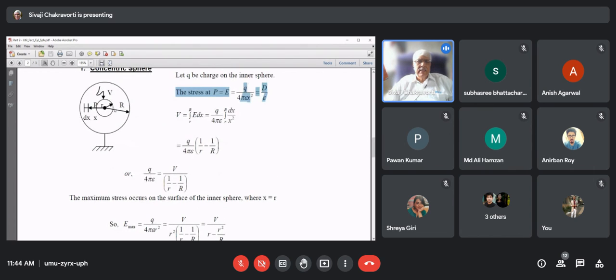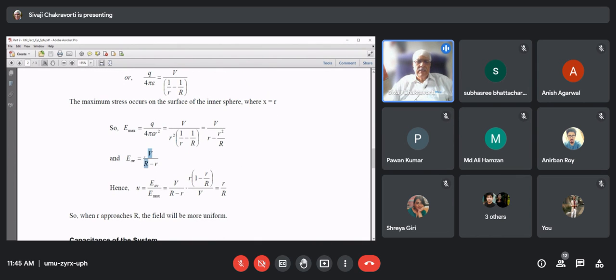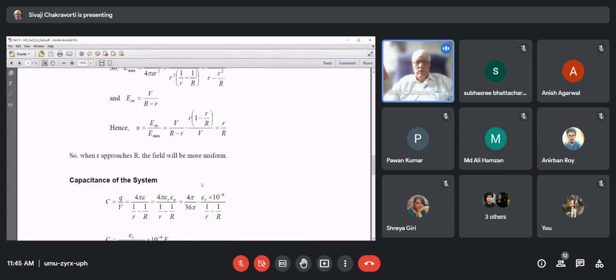And E average, what is the potential difference? It is V. What is the minimum distance between the two electrodes? That is capital R minus small r. So you can see here, E average is V, the potential difference, divided by capital R minus small r. And this is the E max. So therefore, E average by E max is small r by capital R. So you can clearly see that it will always be non-uniform because small r is less than capital R.